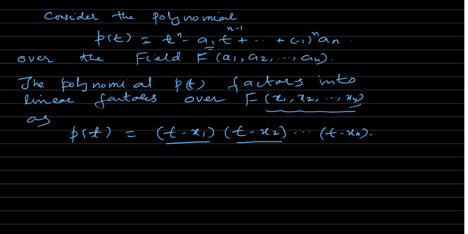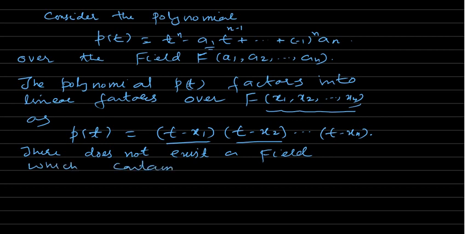Okay, so there does not exist a field which contains the field F(a1, a2, ..., an) and splits p(t) completely into linear factors.